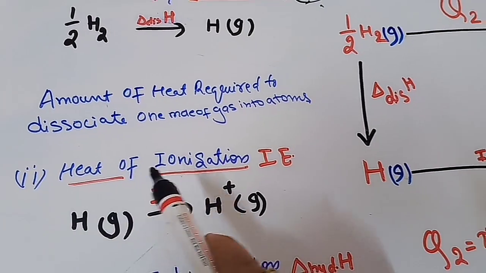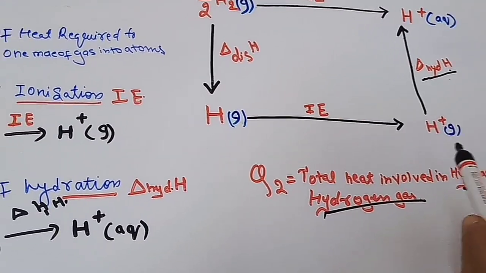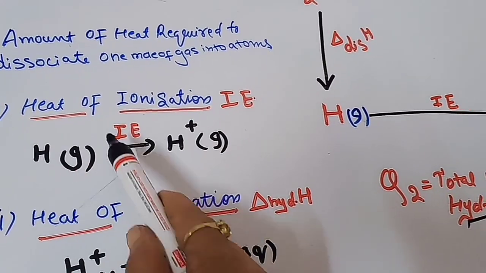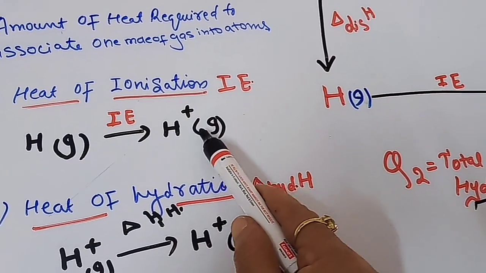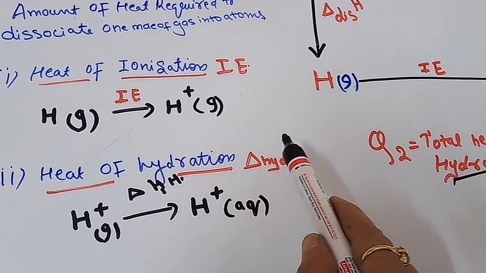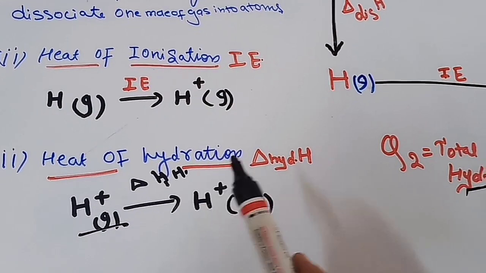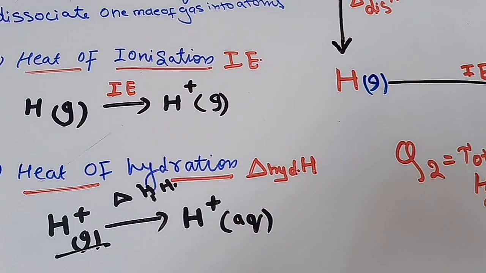Then what is the heat of ionization? In the second step, it is getting converted into the H plus gaseous ion. When we remove the electron from the isolated gaseous atom, the ionization energy is supplied, and it gets converted into H plus. Then third is the heat of hydration. When these gaseous ions interact with water, they evolve the heat of hydration and get converted into H plus aqueous ions.